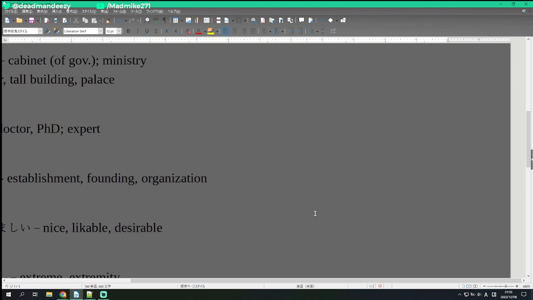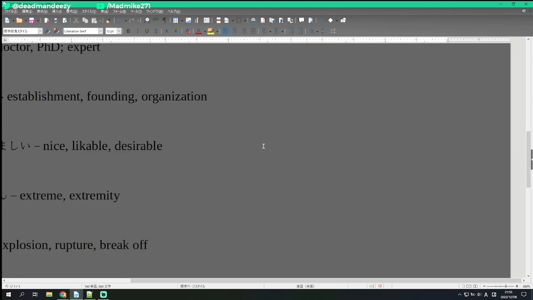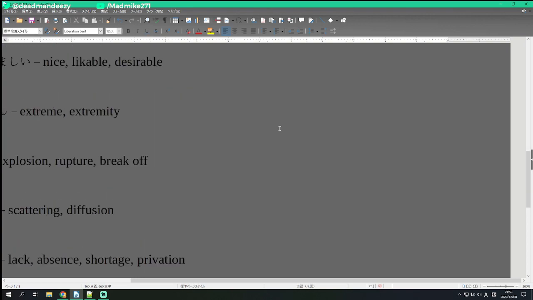An establishment, founding, or organization could also be, instead of setsuritsu, it could be soritsu. So on the left side for creation this time. And ritsu again on the right side for standing up. Creating and standing something up is founding it. Something that is nice, likable, or desirable is konomashi. Konomashi, an E adjective for likable.